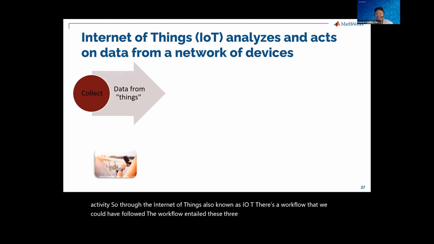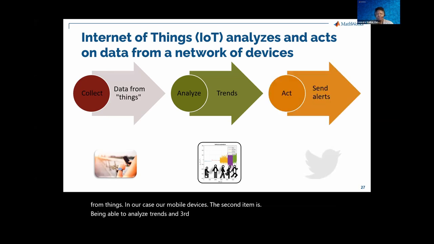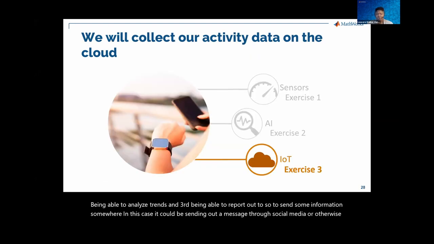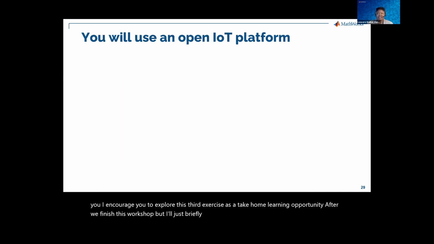The first step is to collect data from things, in our case, our mobile devices. The second is being able to analyze trends. And third, being able to report out, to send some information somewhere. In this case, it could be sending out a message through social media or otherwise. As far as the third exercise goes, we will not have time for it. However, I encourage you to explore this third exercise as a take-home learning opportunity after we finish this workshop. But I'll briefly tell you what the third exercise entailed.